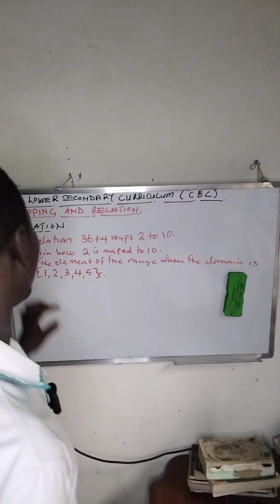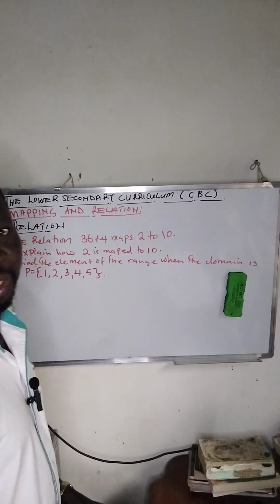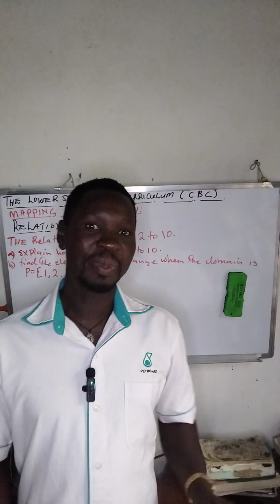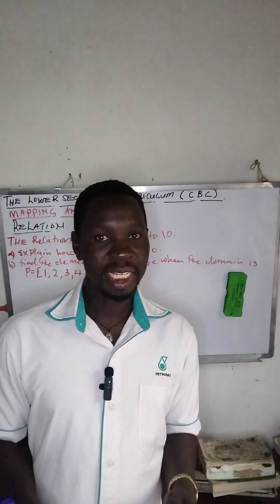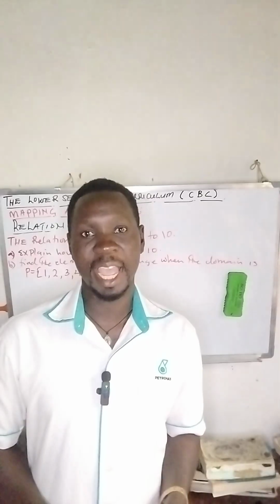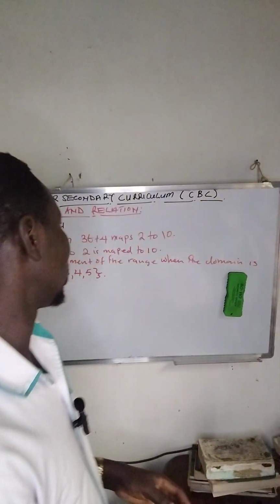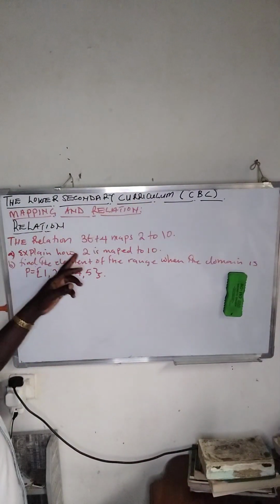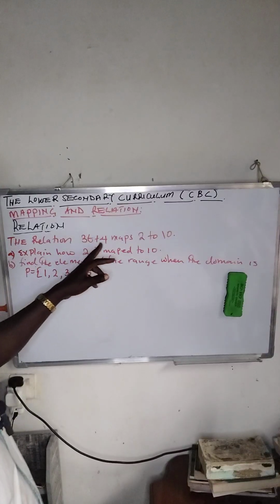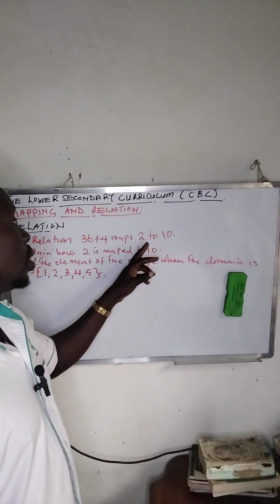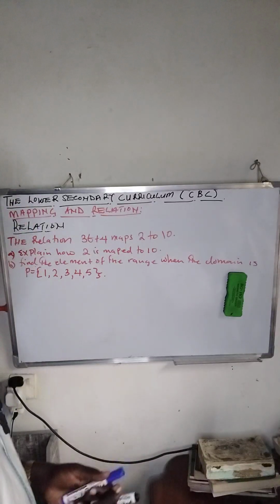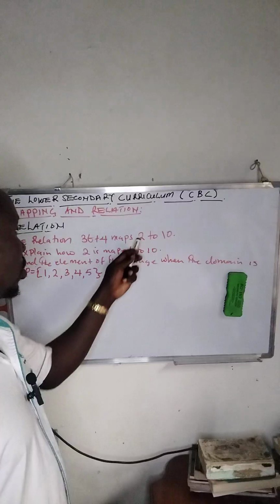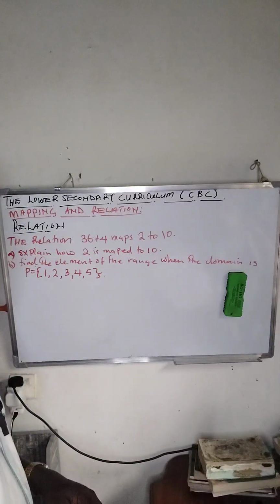Now we are having a question here given to us, and this is how UNEB is going to be asking us questions, and I need you to score maximum marks here. Now let us look at the question. The question says the relation 3t plus 4 maps a 2 to 10. Yes, they are saying a relation maps a 2 to 10. Are you seeing that one?